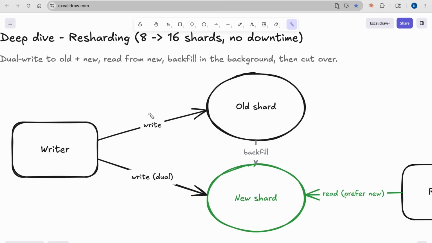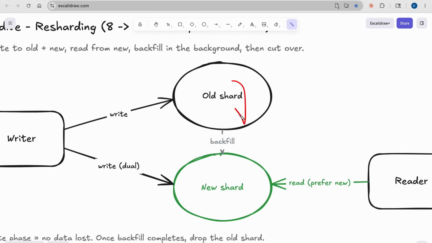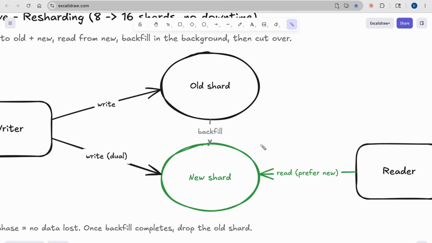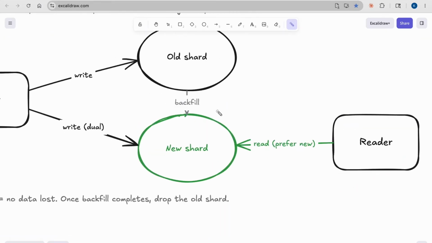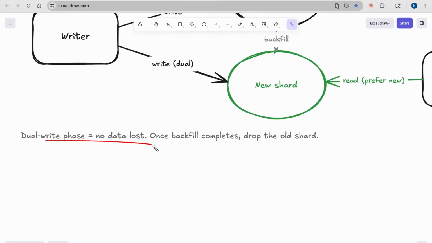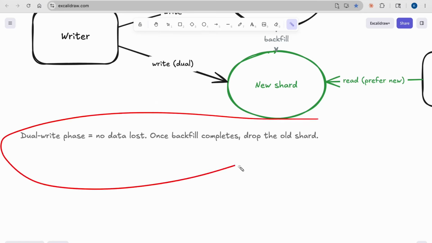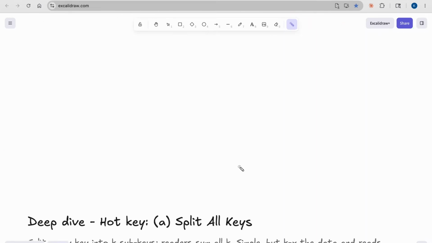So we do dual writes to the old shard as well as the new shard, and we read from the new one. In the background we backfill from the old shard, and once we are done, we cut over, and the new reader will be reading from the new shard. This way we make sure that no data is lost and there's no downtime, and then we drop the old shard when backfilling is done. That's one of the usual gradual migrations to handle that kind of scenario.